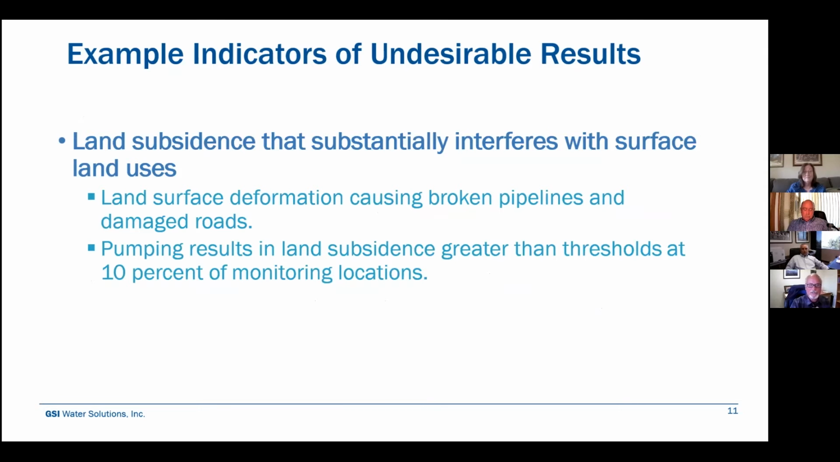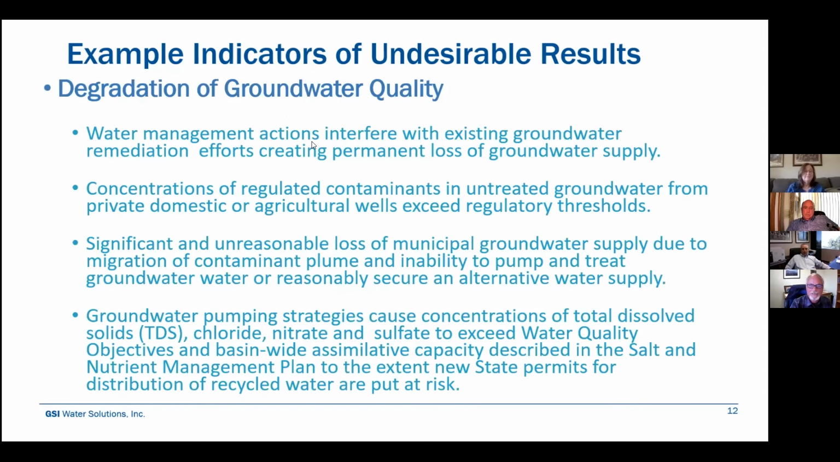For land subsidence, we're concerned about subsidence, differential subsidence that substantially interferes with surface land uses. So we have deformation causing broken pipes or damaged roads at critical infrastructure in particular, or in other properties. Pumping results in land subsidence greater than the thresholds at 10% of the monitoring locations. So that's what we've come up with as an undesirable result for land subsidence. Apologize for the number of words here.